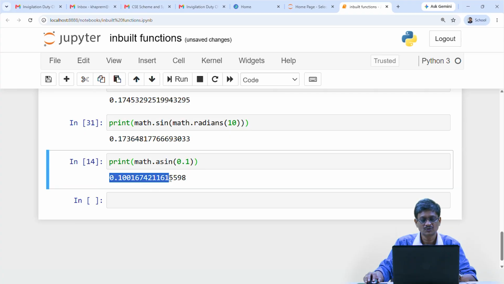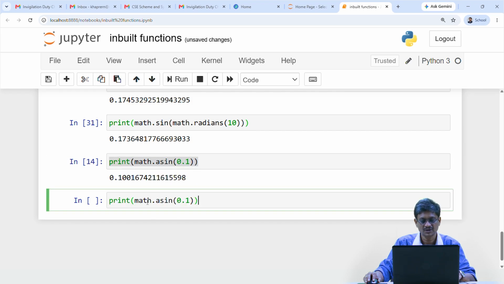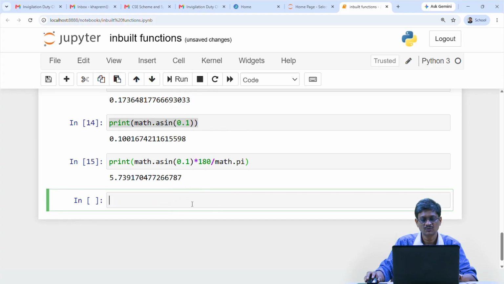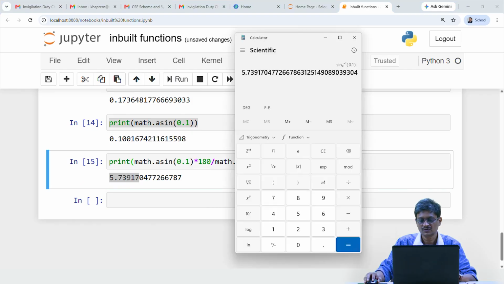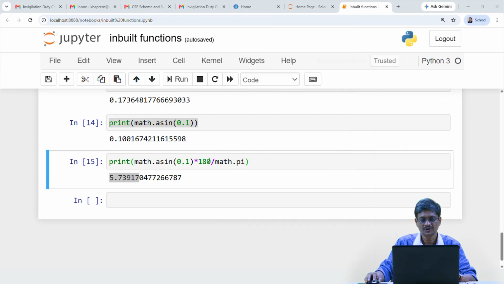So the output which I am getting here is basically in radians. Now I need to convert this into degrees. If you want to convert this into degrees, you just multiply this with 180 divided by math dot pi. Now if I execute this, I am going to get the output 5.7392, which is exactly similar to the value I am getting from the calculator.